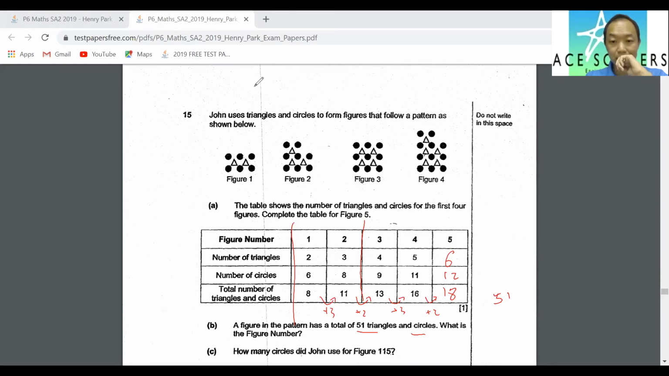6, 8, 9, 11, 12. Because it's somewhere in the middle. Somewhere in the middle, minus 2, minus 7. 51 minus 7 is 44, so cannot. It's multiple of 5. 1 times this plus 1.